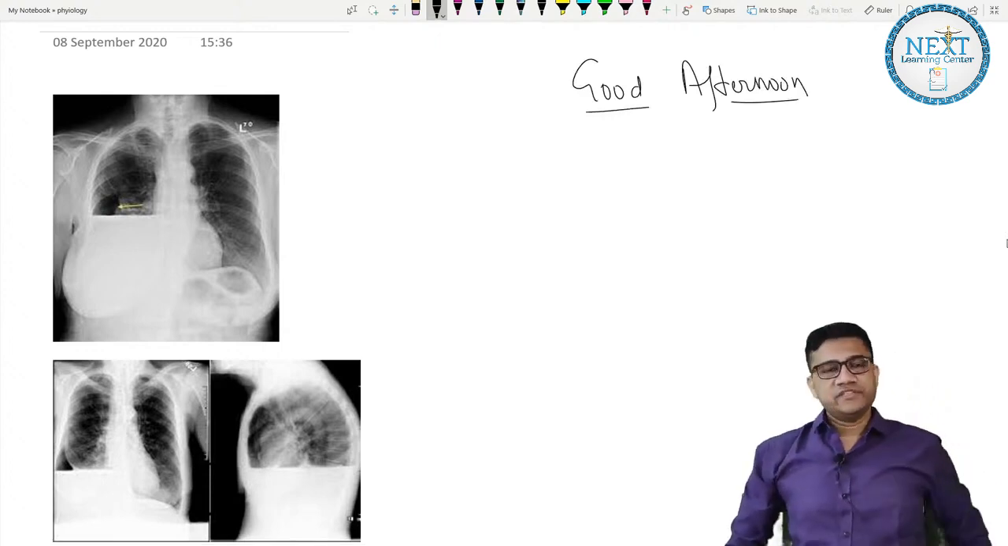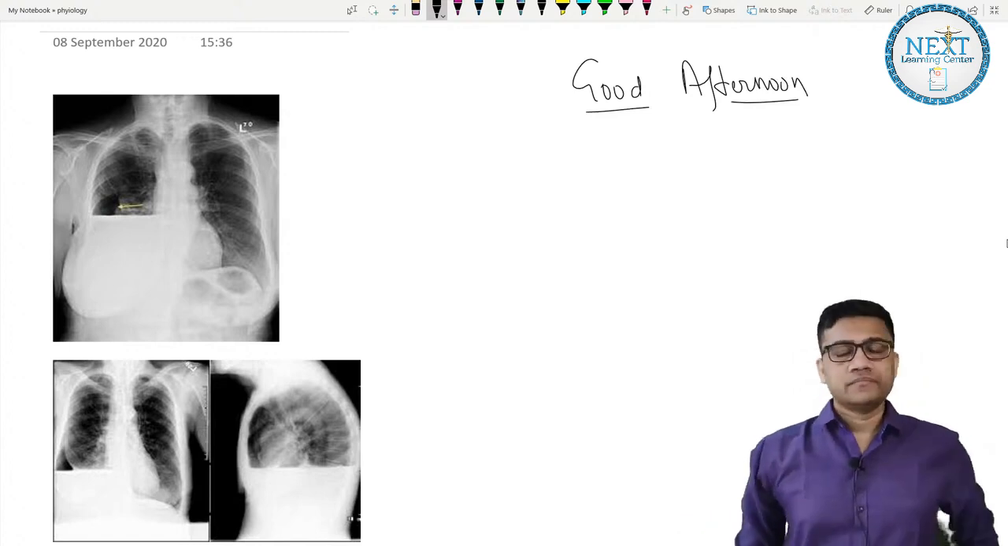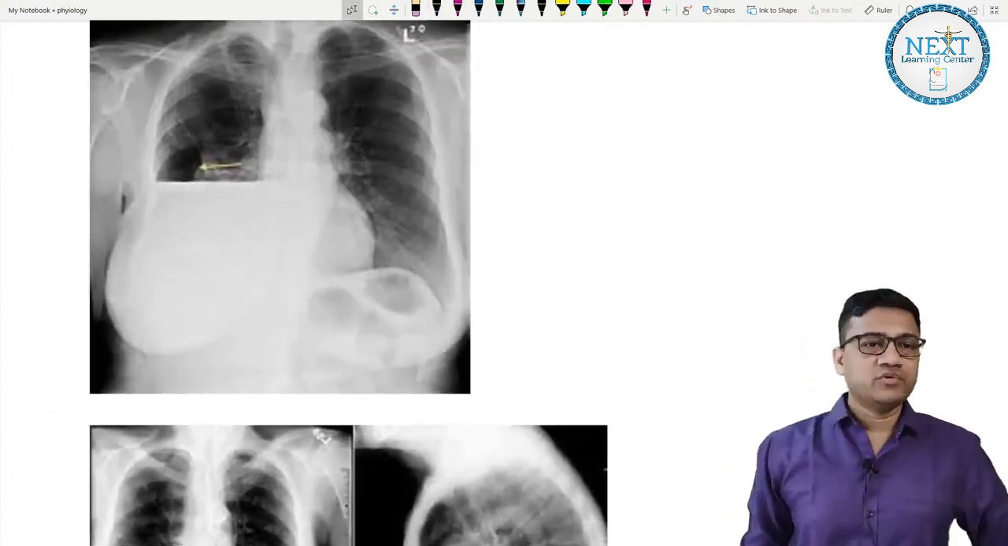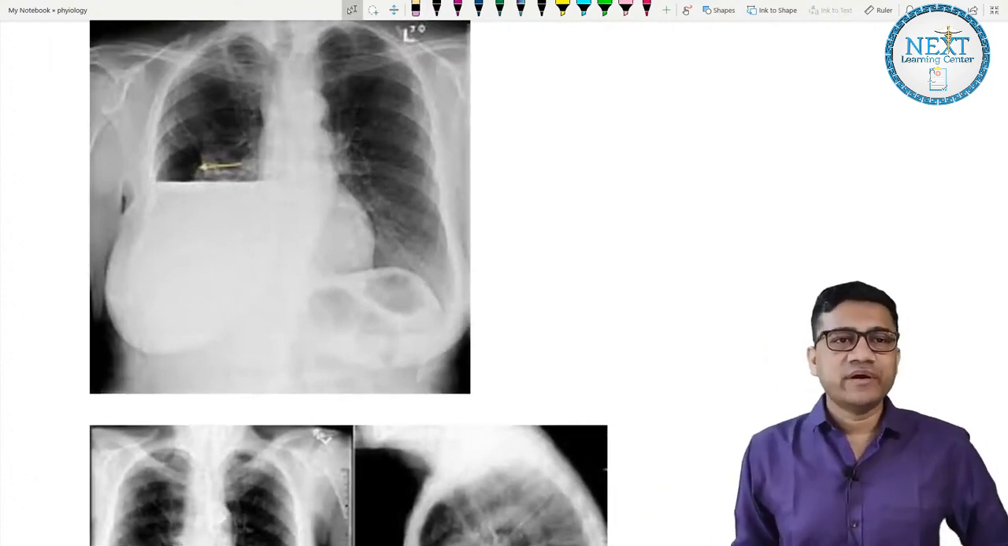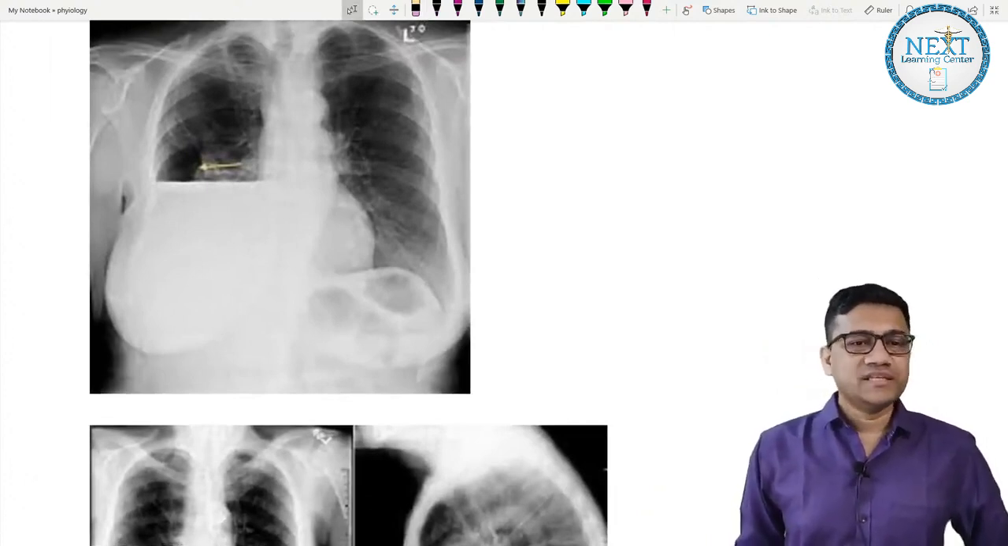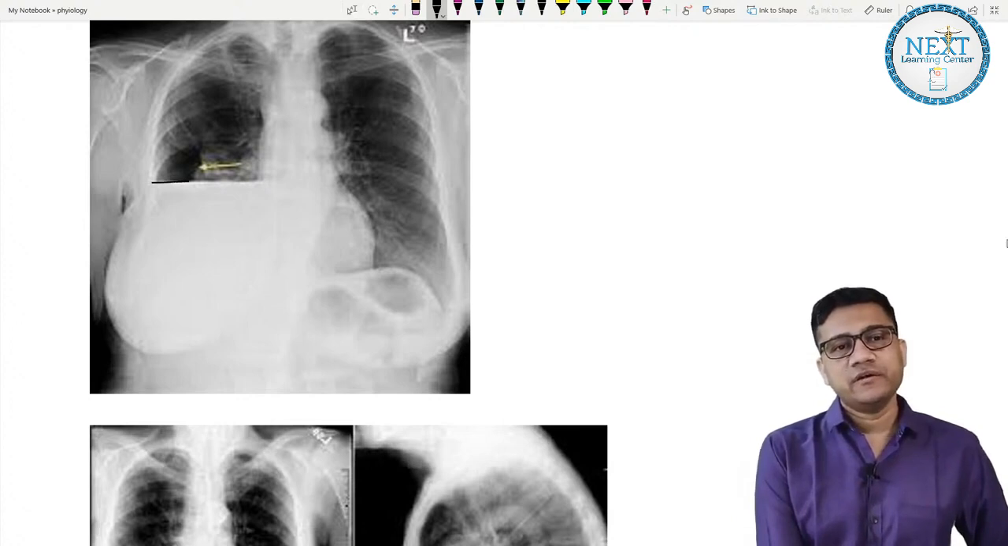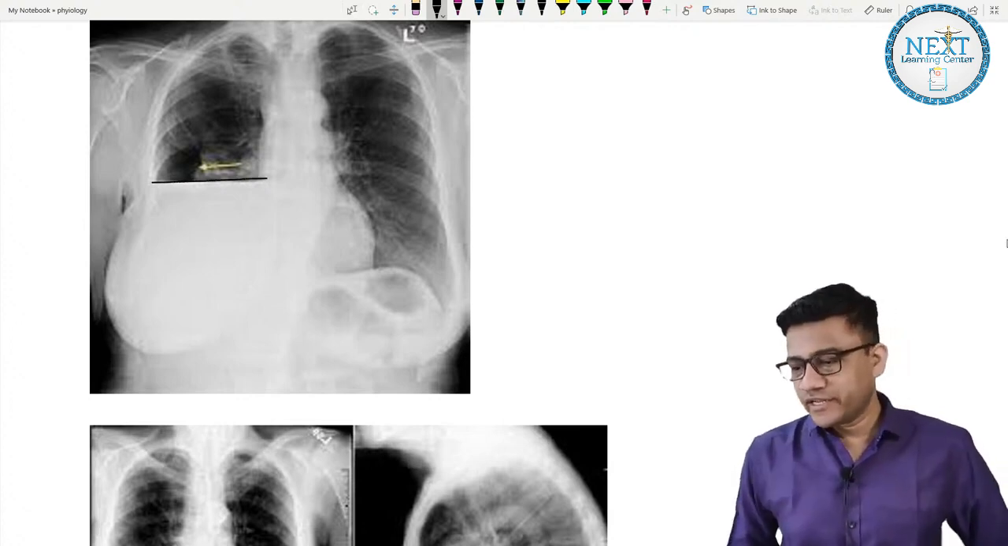So we'll start with a revision. Okay, clear? So what does this diagram show? Obviously a female, you can see that. So what do you see in this case? One side lung is not visible completely. You rather see a straight line. What does the straight line indicate?